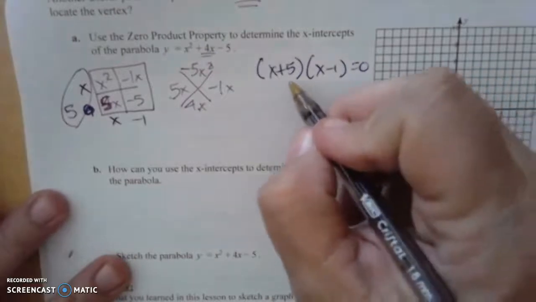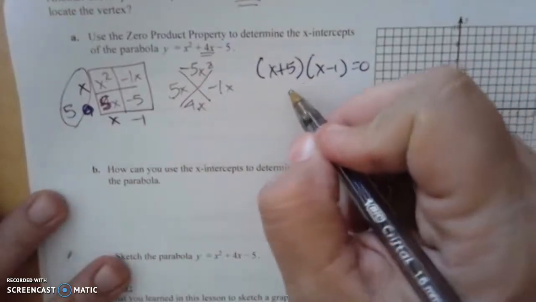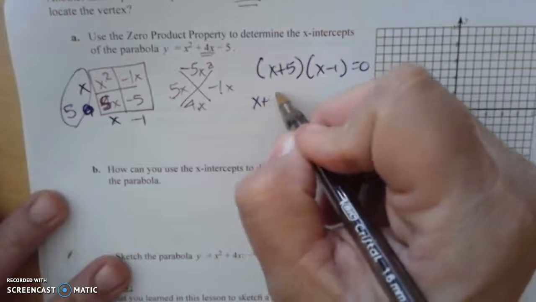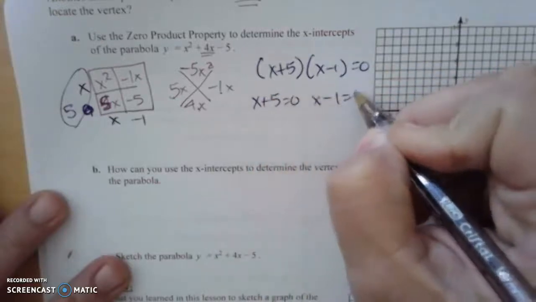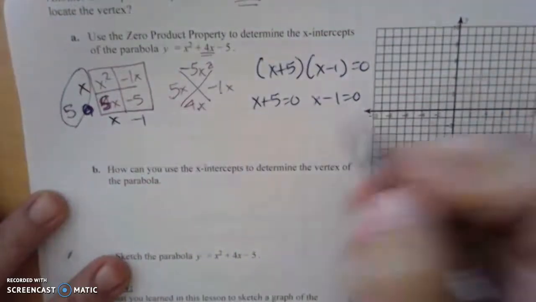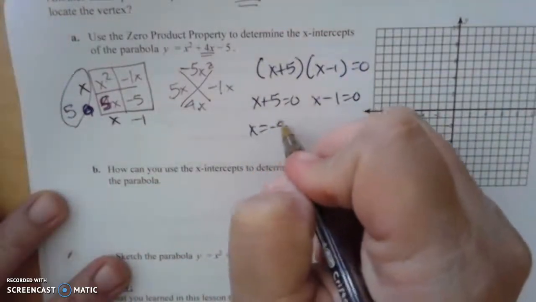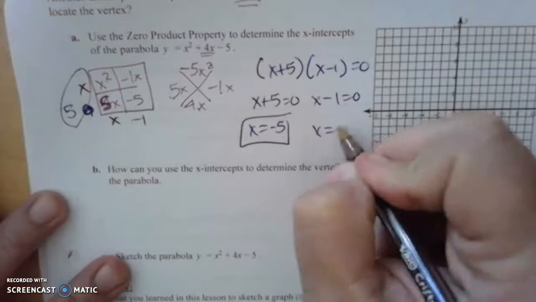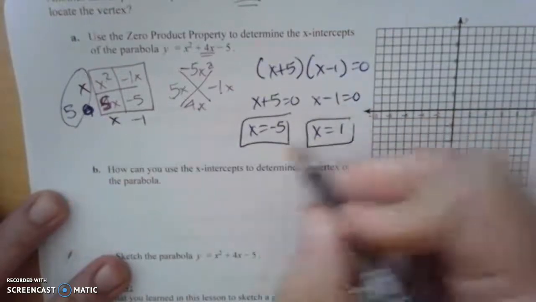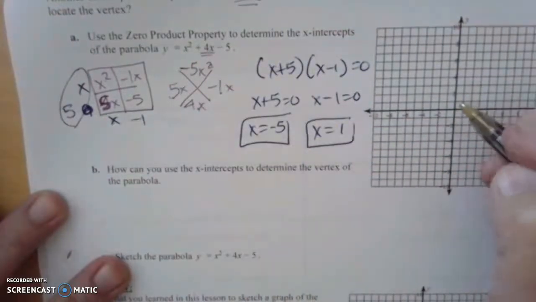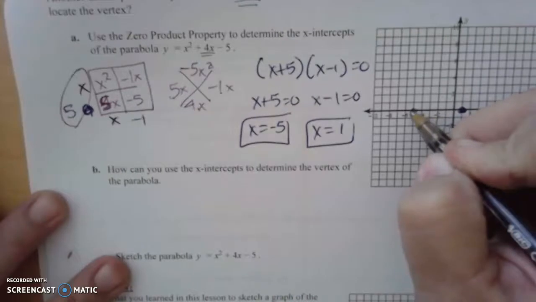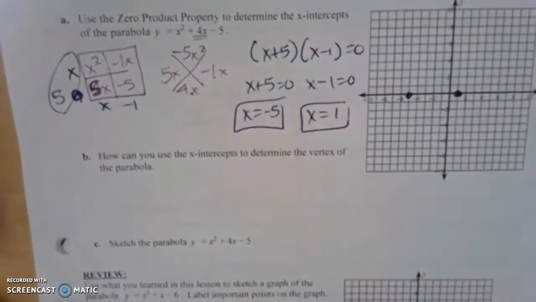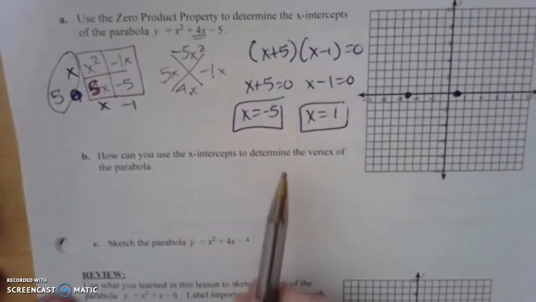We've done this before, and here's what we're going to do. We're going to set each of these factors to 0. x minus 1 equals 0. x plus 5 equals 0. We get x equals -5 and x equals 1. And what do these numbers mean? These numbers tell us where they cross the x-axis.